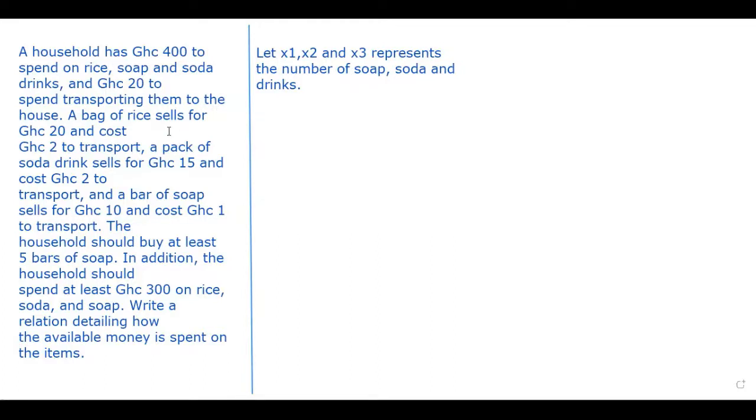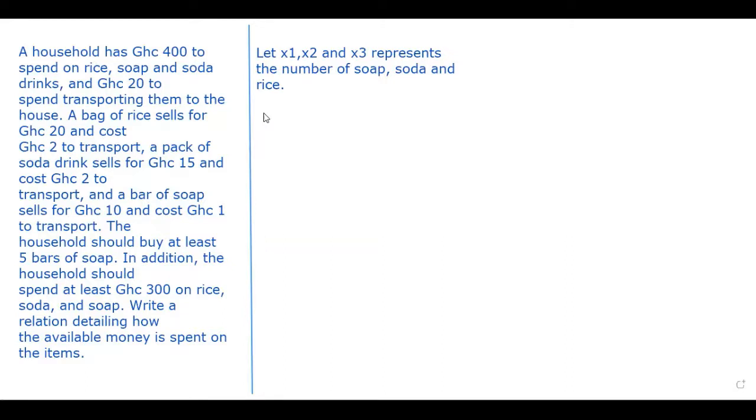But you don't know the quantity. But we know the what? Unit cost of rice, unit cost of soap, unit cost of what? Soda. And you also have the soda and rice. Yeah, soda and rice. All right. Soap and soda drink. So we also know the transportation fee for each of these items or each of these products.